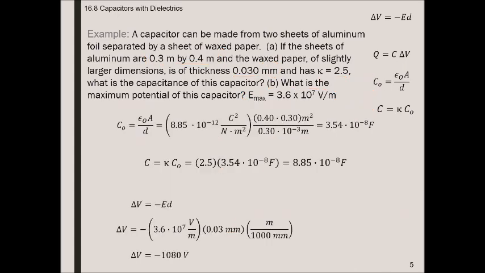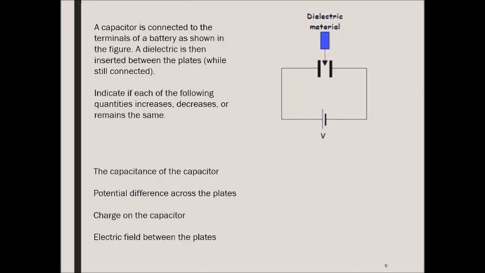There's all those values nicely written up. And now this is your challenge, thinking about how this dielectric affects things. The capacitor is connected to the terminals of a battery as shown in the figure. So this is a battery. We'll get into that next. And this is our capacitor. We're going to talk about what these symbols mean next time. But basically we have a capacitor that we're going to insert a dielectric in while still connected to the battery.